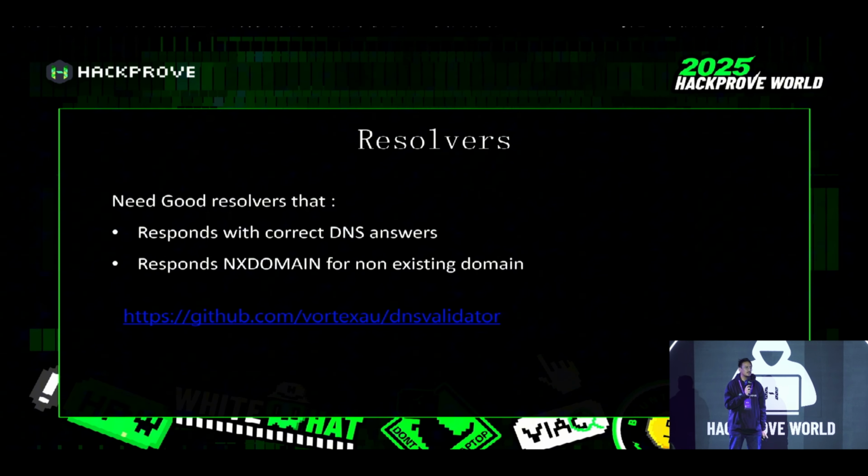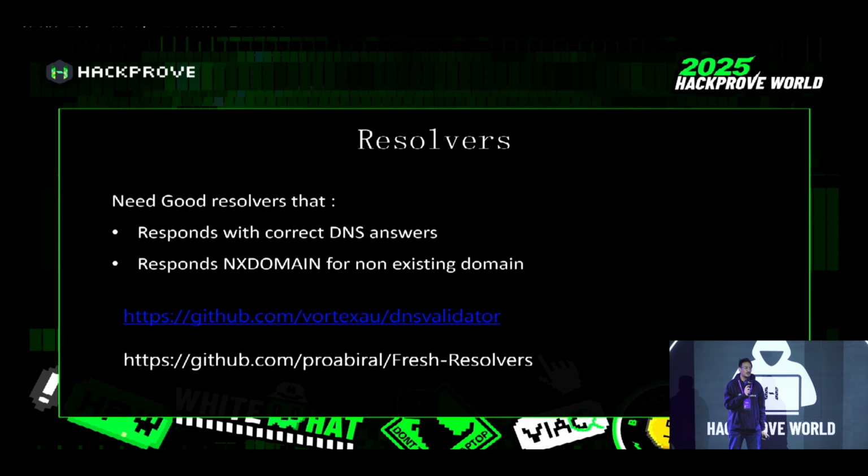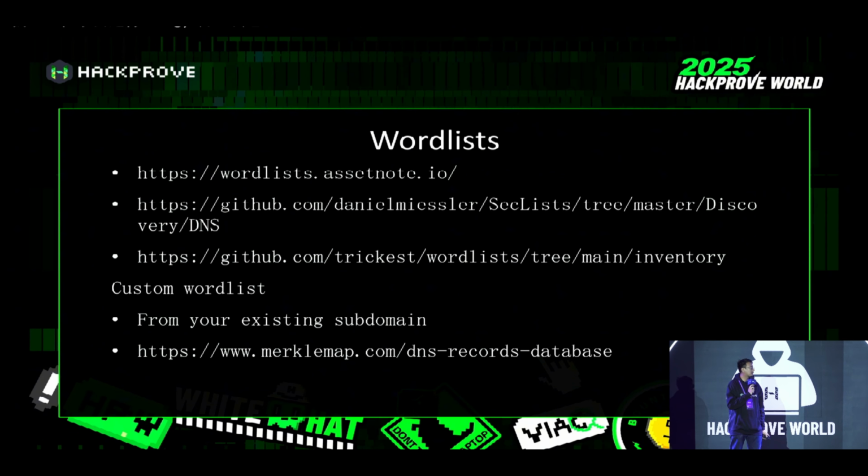When we run DNS validator, it eliminates the bad resolvers and outputs only the good resolvers for us. If you do not want to run DNS validator yourself, I've been personally running DNS validator for the past 4 years and uploading its output to the GitHub repository multiple times a day. So feel free to check it out.